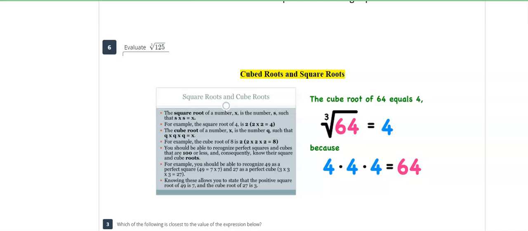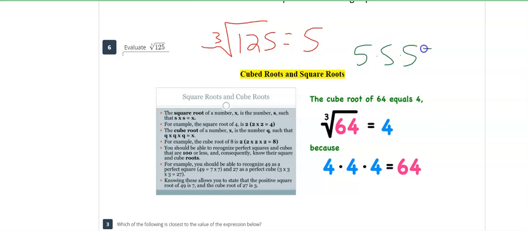But a cube root is different. We're looking for a number times itself 3 times that is equal to the number underneath the radicand. So I have 125 there, and we're looking for the cube root. This is going to be equal to 5, because 5 times 5 times 5 is equal to 125.